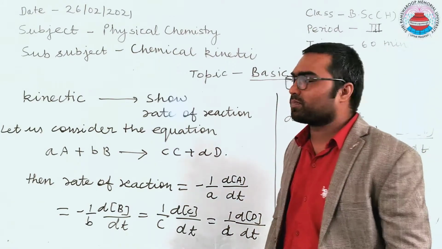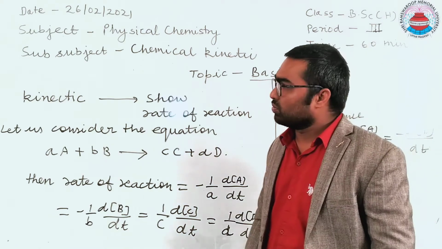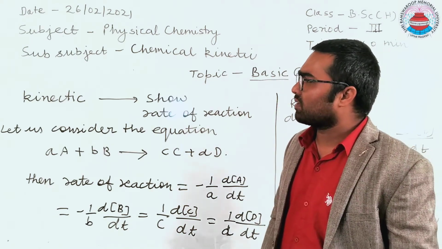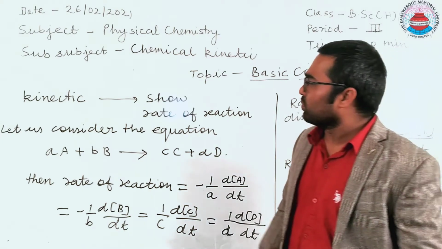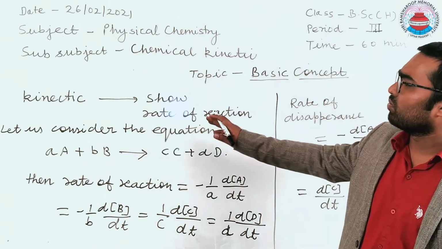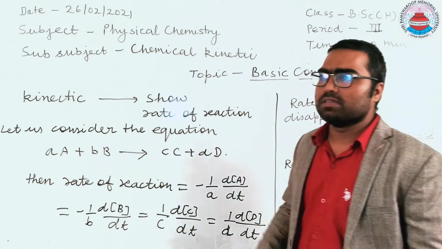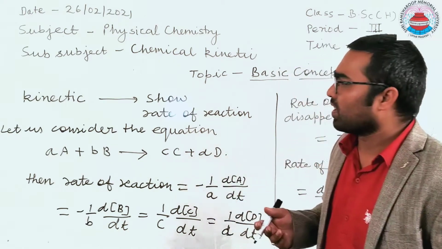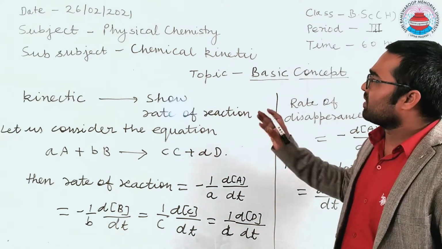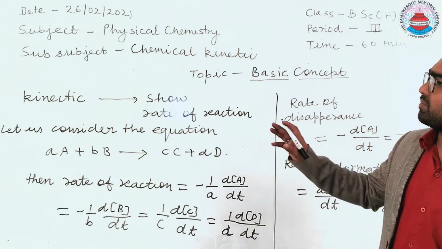Chemical Kinetics, the basic concept of chemical kinetics. You have read this concept in 12th class also. What is the rate of reaction? It means whether the reaction is slow or the reaction is fast. This type of concept comes from chemical kinetics.